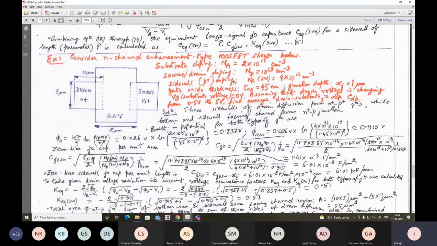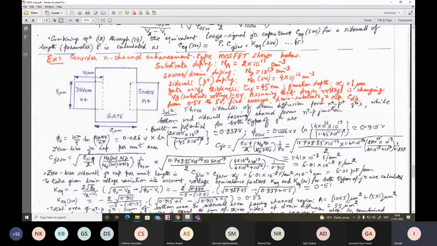Junction depth is 1 micrometer. And also the substrate voltage is taken to be 0 volt. If the reverse bias voltage varies from 0.5 volt to 5 volt, we have to calculate the average drain substrate junction capacitance.